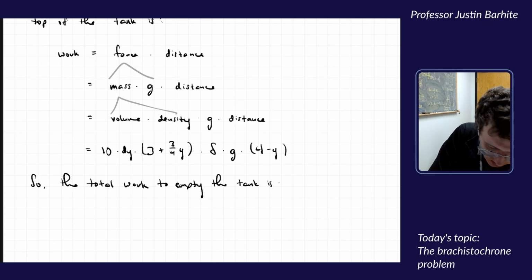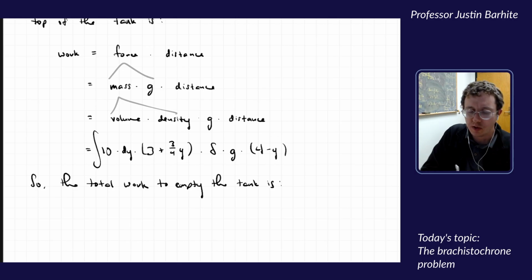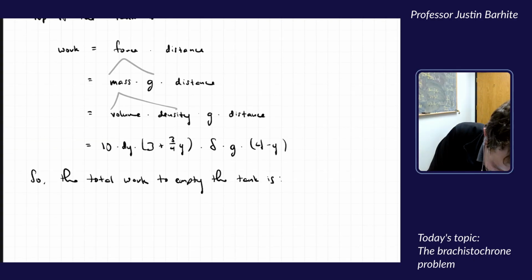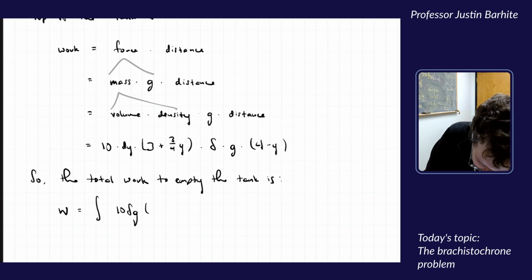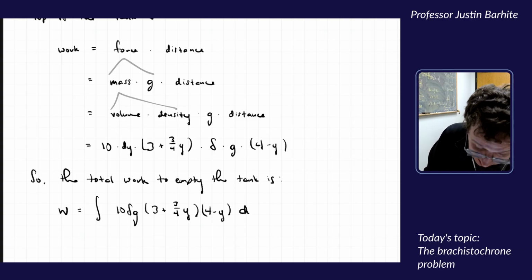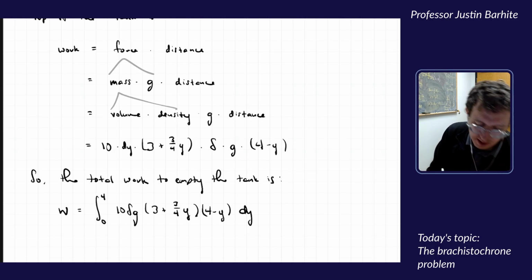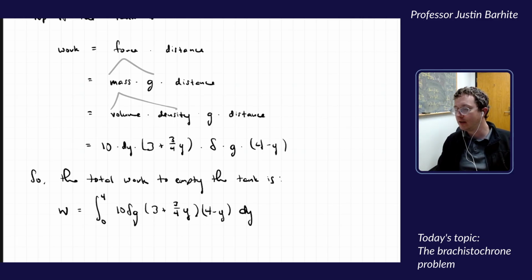And as we've seen, once you figure out the answer for one little piece, literally all you do is write an integral sign in front of it. Because we're just adding up all the pieces. Okay, I guess you also have to add bounds. And I've got 10 delta g, I'm just grouping all my constants together at the front. I've got 3 plus 3/4 y. I've got a 4 minus y. I'll put the dy at the end. And then my y values are ranging from 0 at the bottom of the tank to 4 at the top of the tank. And there we go.